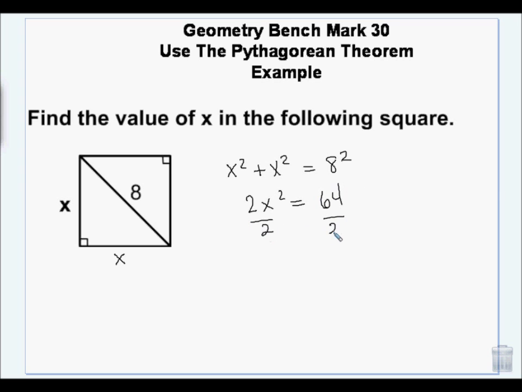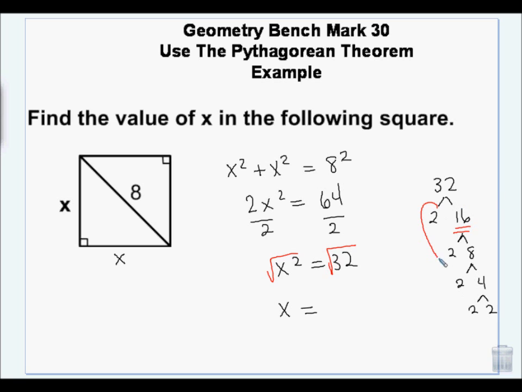Divide by 2. So x squared is 32. I'm going to take the square root of both sides. Now 32 is not a perfect square, so I'm going to factor it. It's 2 times 16, and 16 is a perfect square. But if I didn't see that, I could keep going.